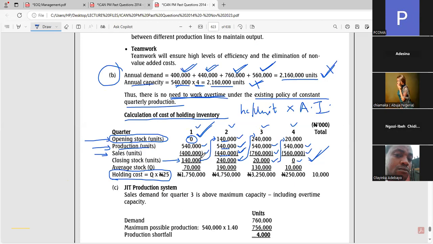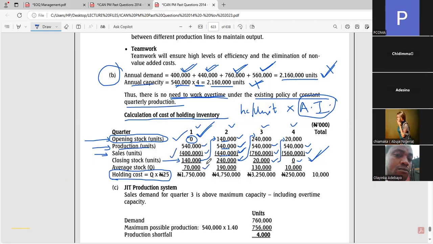Since we are done, we have been able to prepare our report in such a way that we now have our opening and our closing stock. So how did I tell you that we're going to get to average stock? Who can tell me the formula for average inventory? Opening stock plus closing stock divided by 2. So 0 for quarter 1, 0 plus 140,000 is 140,000. Divide 140,000 by 2, you get 70,000.